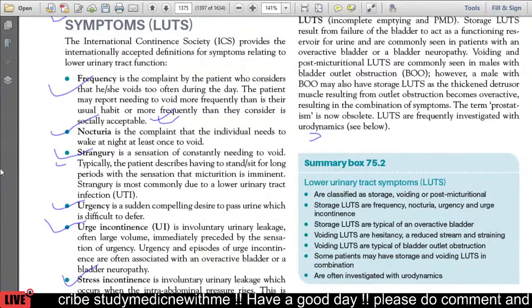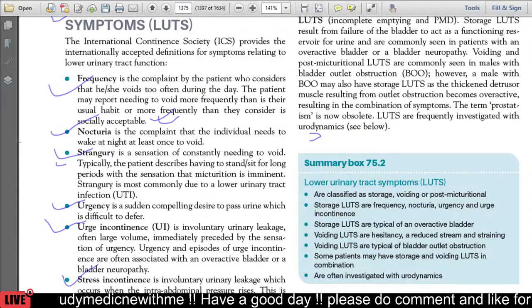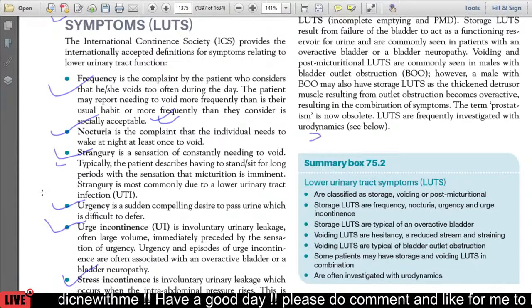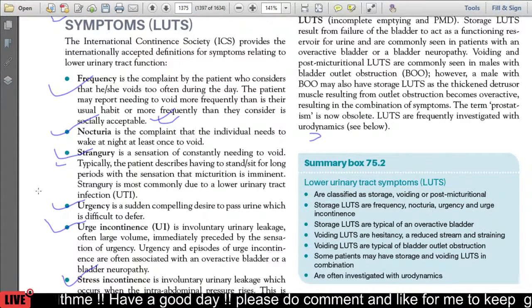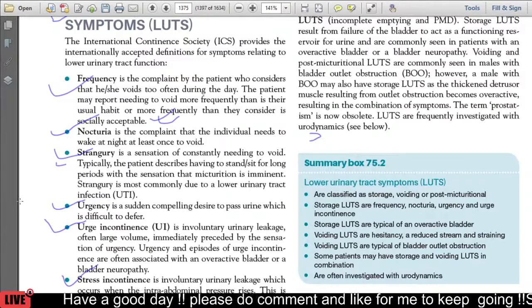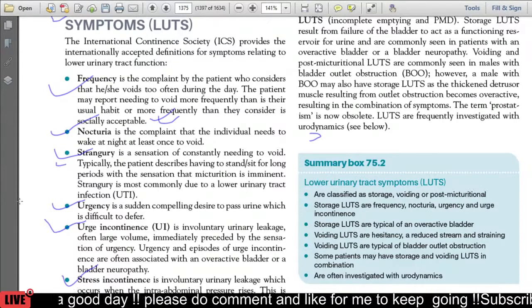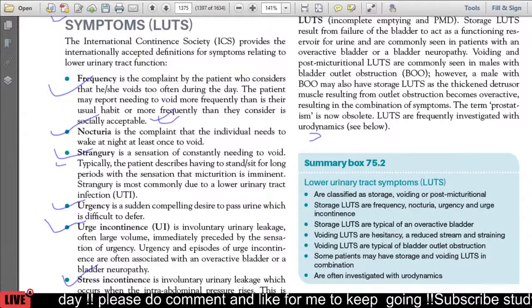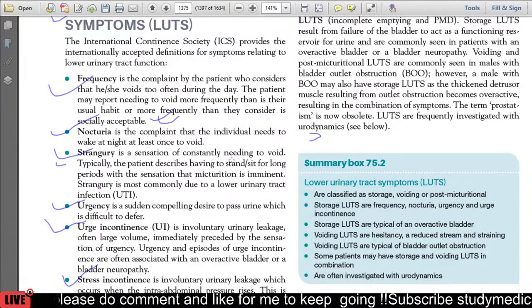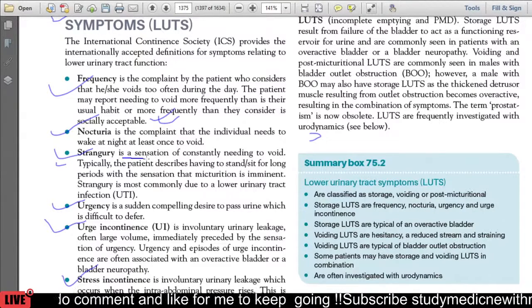There is a feeling that the urine is passing incompletely, not a satisfaction of urinary passing, a sense of constantly needing to void.